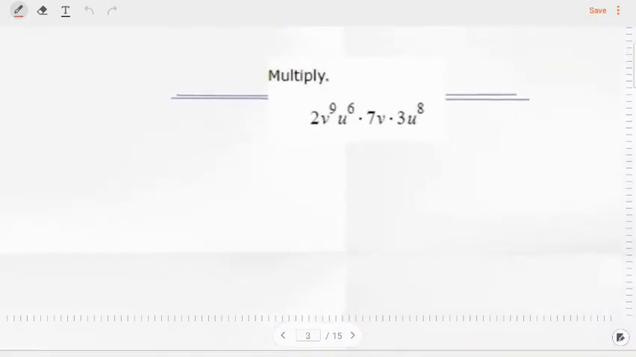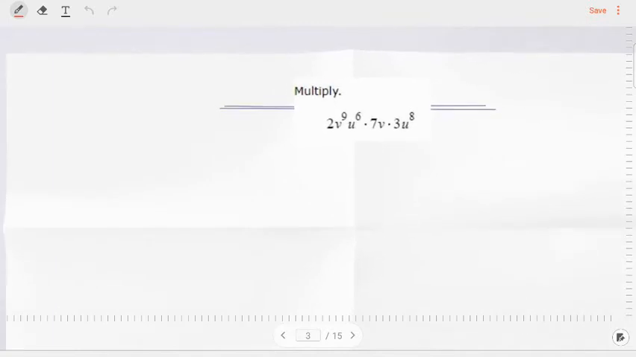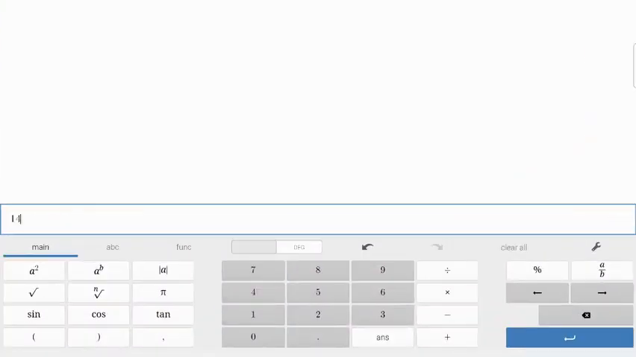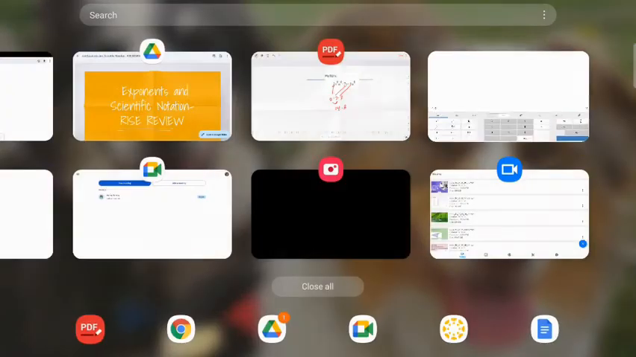So if I look at this problem right here, now keep in mind that I can only add the exponents of variables that are the same. So 2 and 7 are not the same. So I'm going to bring them down, 2 and 7, 2 times 7. Hey, I can do that math. 2 times 7 is 14. So we got one more, and times 3. 14 times 3, that's not one I know off the top of my head, but I can grab a calculator. 14 times 3 is 42.